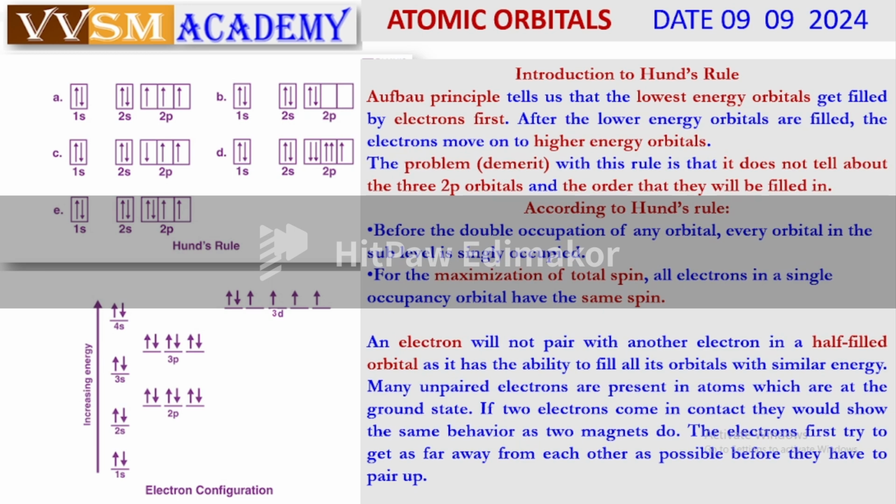If 2 electrons come in contact, they would show the same behavior as 2 magnets do. The electrons first try to get as far away from each other as possible before they have to pair up. Here, if you observe 1s, 2s, 2p. If you observe the 2p orbital, unpaired electrons. Next, electron configuration.